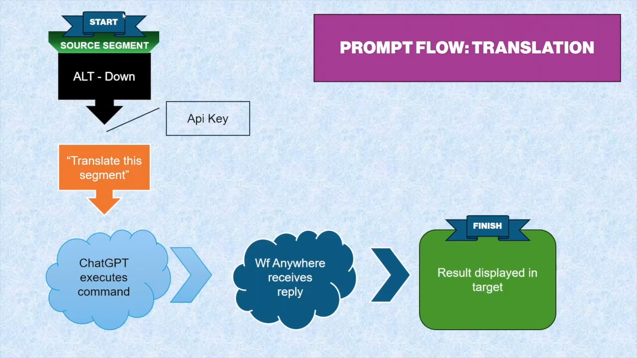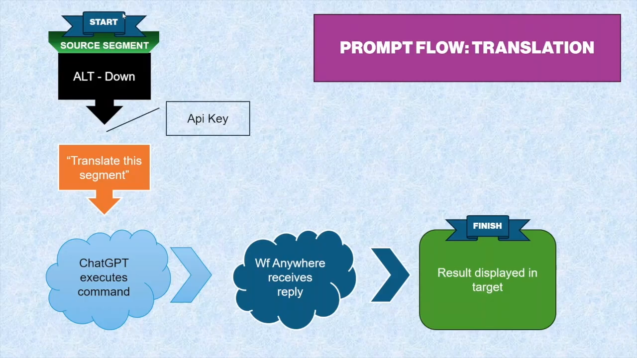Then we are in the cloud. ChatGPT executes the command. It sends back the result to Wordfast Anywhere, and then we get to the finish line in green here. The result is displayed in the target. So that's for translation. And you can do all sorts of prompts. As you will see, we can have some prompts that will translate in a specific way. We'll look at that later.